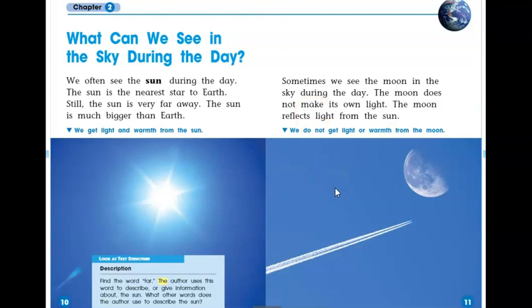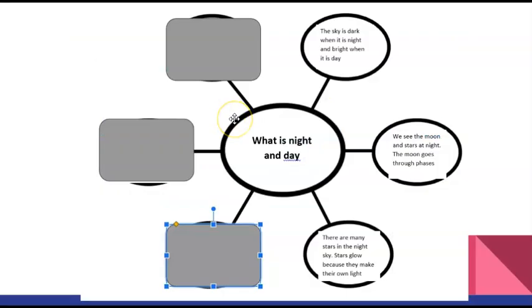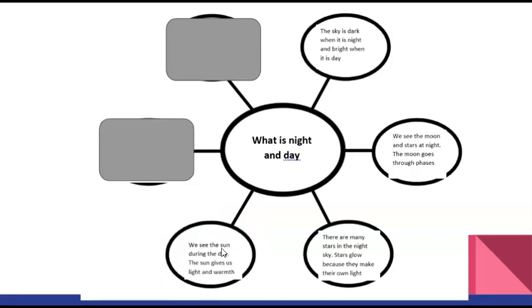Okay, my friends. We've read through our chapter about the sky during the day. Think about what was the most important information you learned about what it means to be daytime. Okay, compare what you thought in your head to what Miss Kelly put on her chart. I wrote, we see the sun during the day. The sun gives us light and warmth.